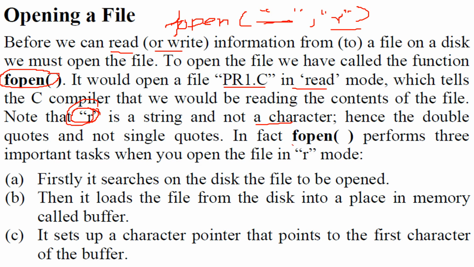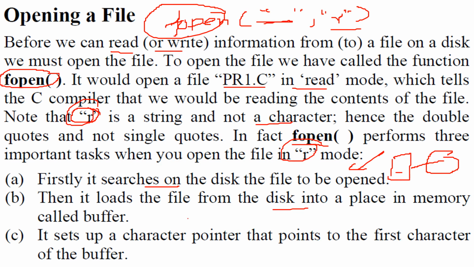So what does fopen perform? This fopen function, file open, does certain activities when it opens the file in read mode. First, it will search for the file on the disk. Okay, we need to open a file. For that we have to see whether this file is on the disk or not. Otherwise, fopen will raise an error, or it will return null. Then it loads the file from the disk into a place in memory called buffer. So from the disk it will take and keep it in the memory, that is the RAM. Now fopen sets the pointer to the first character of the file, or you can say the buffer.